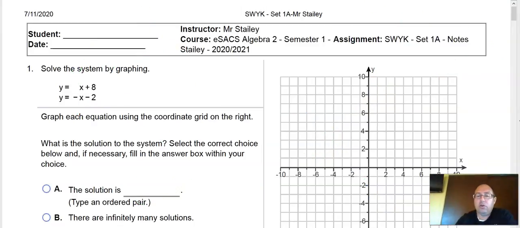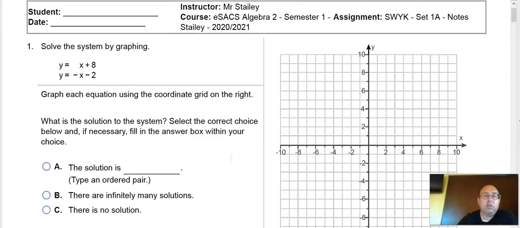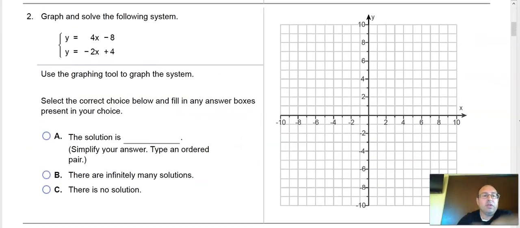All right, let's go to the next question. Can I slide that up? Good. Okay, continuing to solve by graphing. Same concept, right? You've got a y-intercept at -8 down here. This one has a slope of 4, so that's up 4 over 1, up 4 over 1, up 4 over 1.